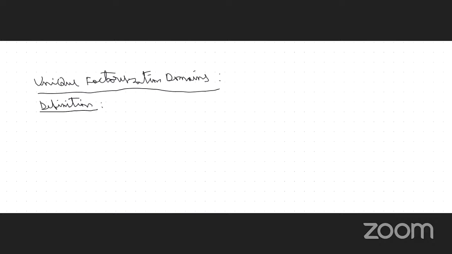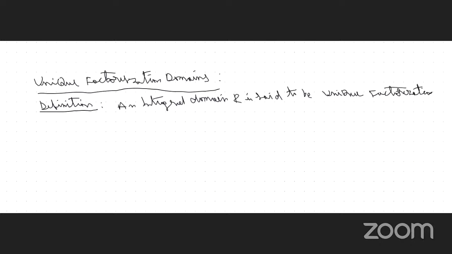An integral domain R is said to be a unique factorization domain if it satisfies the following conditions, axioms, or properties.